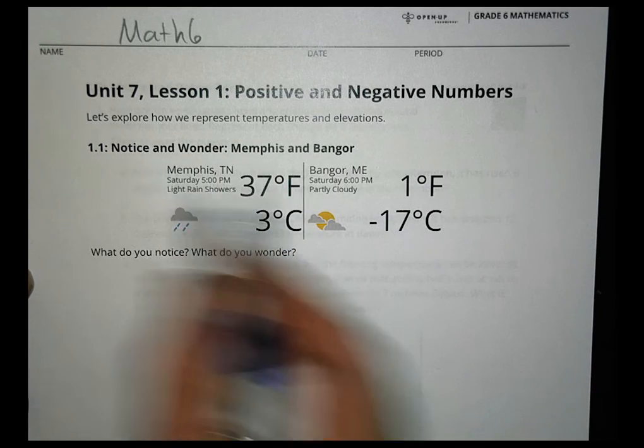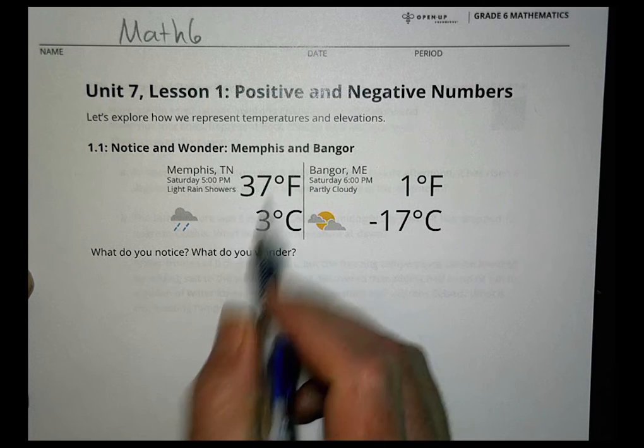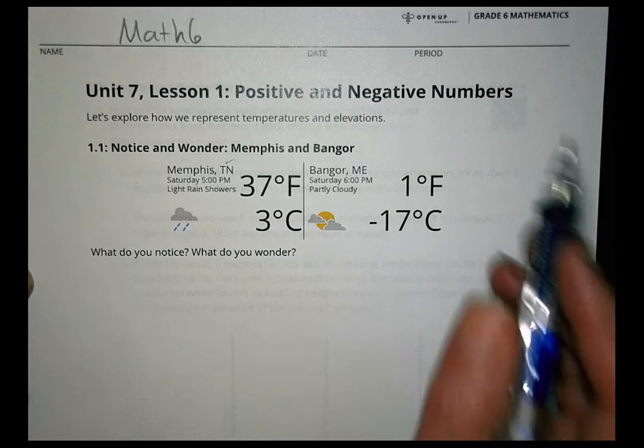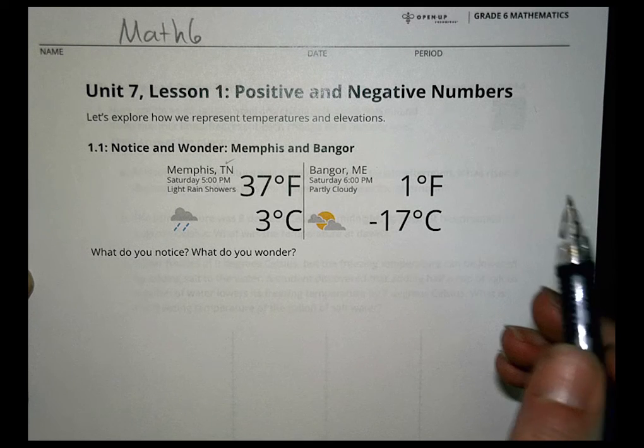So first we begin with this notice and wonder picture, and we have some different weather situations happening. One in Tennessee and one is in Bangor, ME.